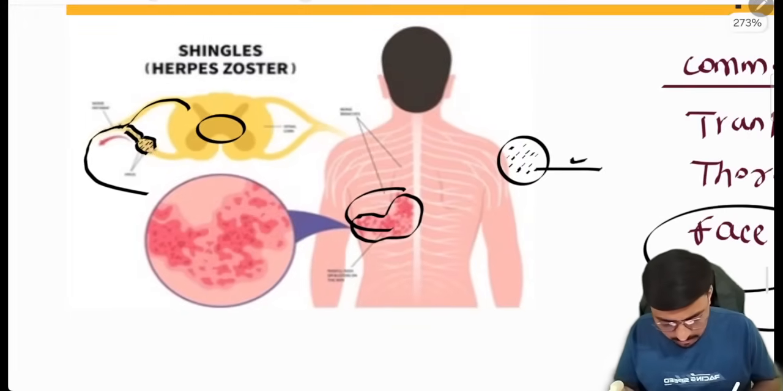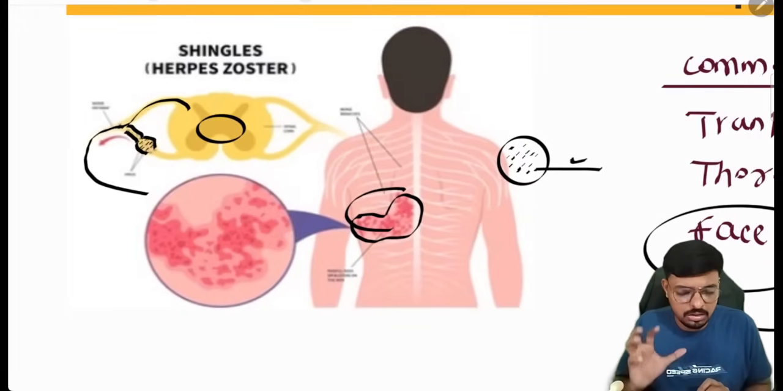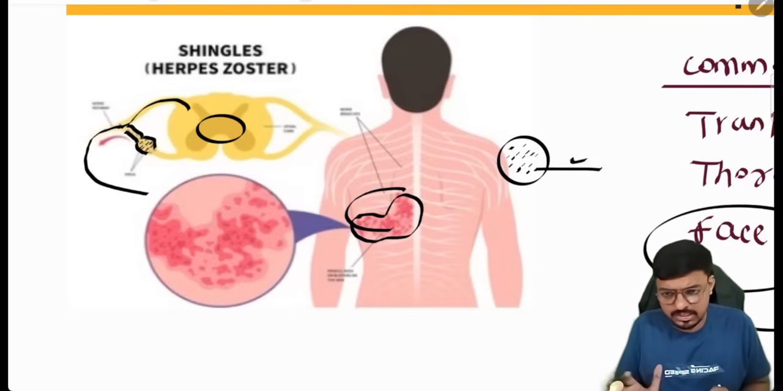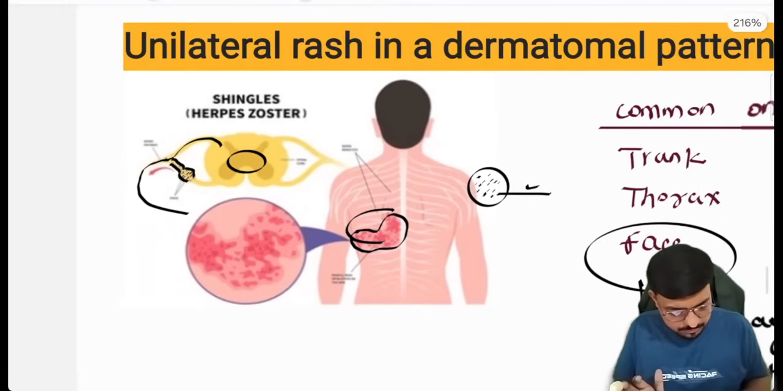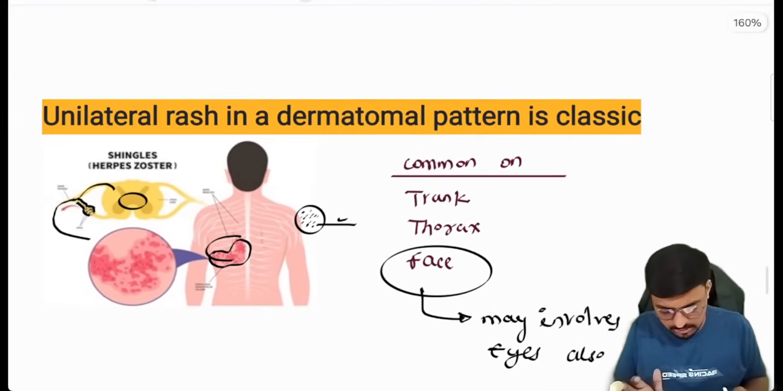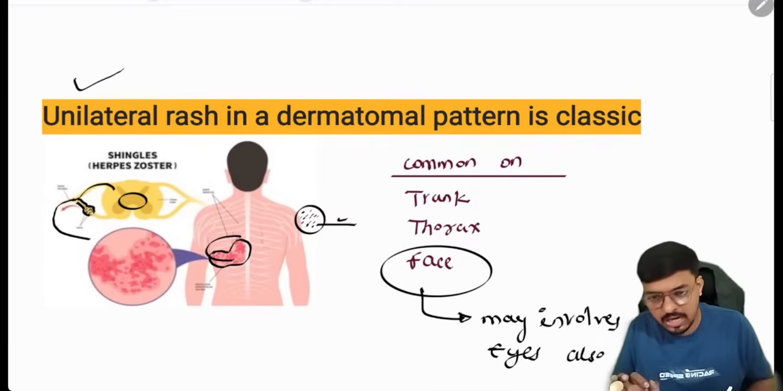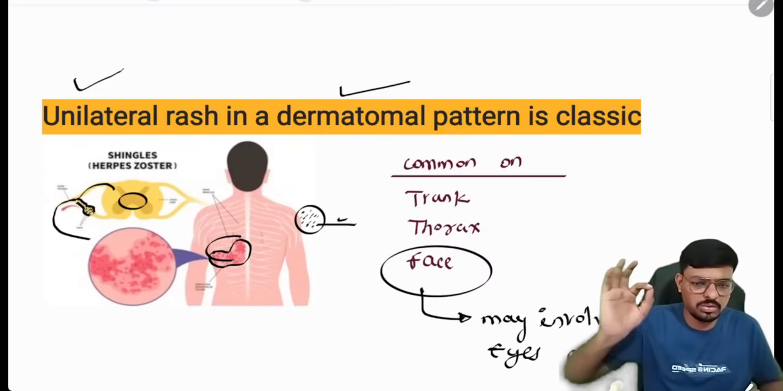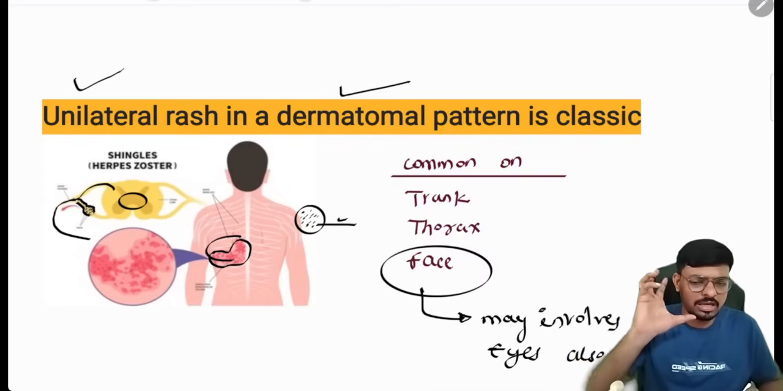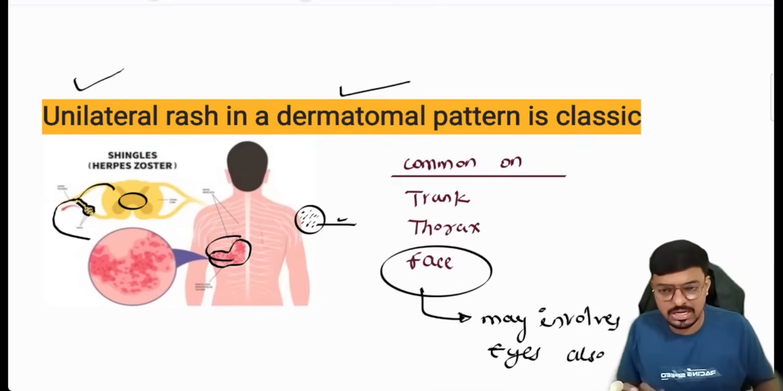Look at this one. If on this particular side the nerve has storage of the varicella zoster virus, then only one side of the body will get the rashes. So the rashes will always be unilateral, meaning one side, and the rash will be in a dermatome pattern. Wherever one nerve root is going and supplying a particular skin, only in that skin will we get the rashes. This is what we call the unilateral rash in the dermatome pattern. That is the classical presentation.